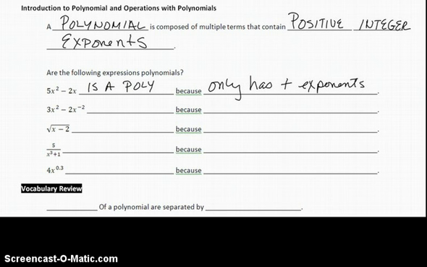What about 3x squared minus 2x to the negative 2? Is not, because we have a negative exponent.